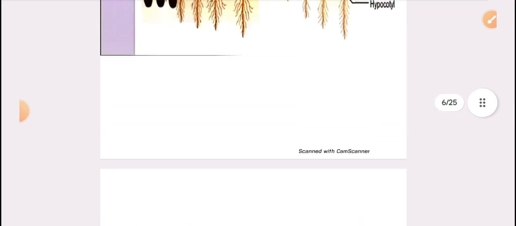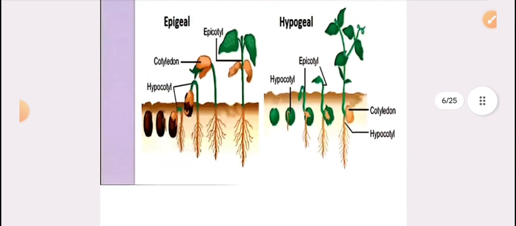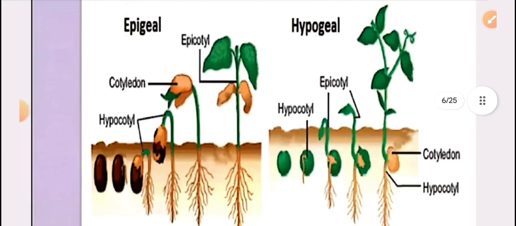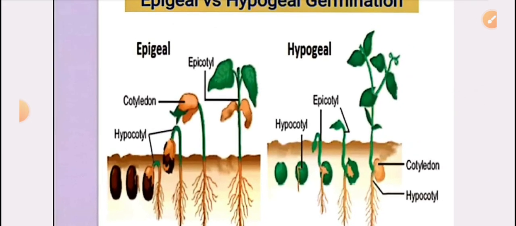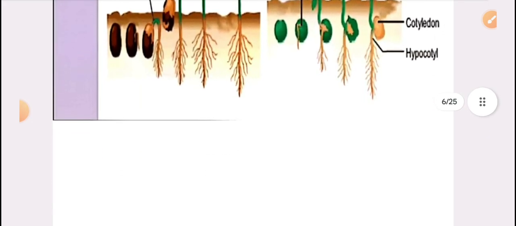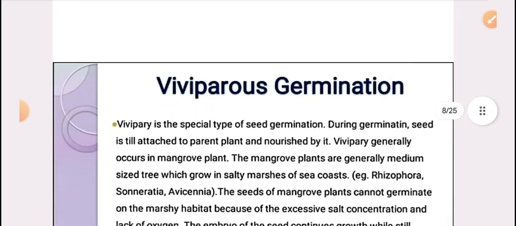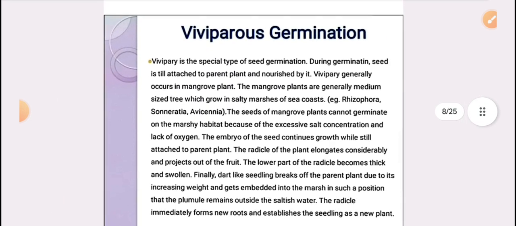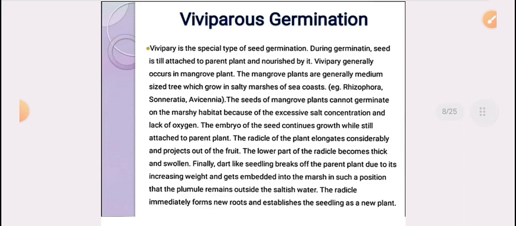Here we see the hypogeal type of germination, where cotyledons remain present underground. Then the third type of seed germination is viviparous germination. In this case, during germination, the seed is still attached to the parent plant and nourished by it. Vivipary generally occurs in mangrove plants. Mangrove plants are generally medium-sized trees which grow in salty marshes of the sea coast.